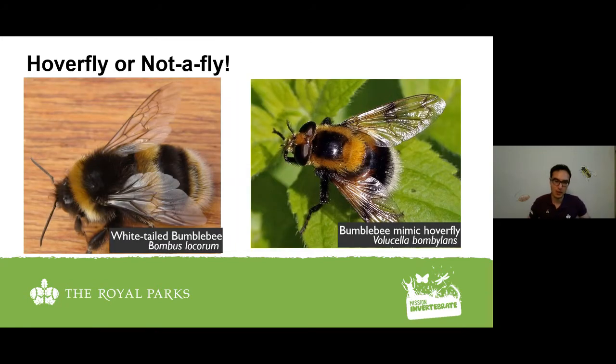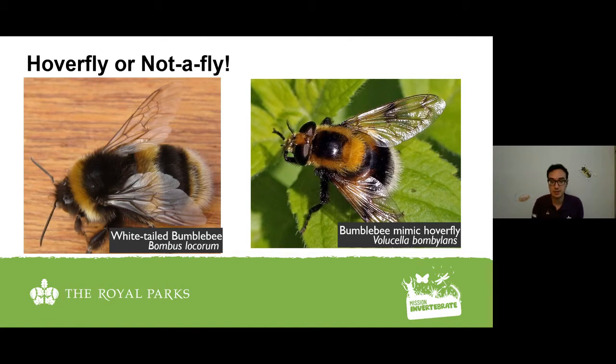Sometimes with bees, their wings can be sort of folded over each other, so it can be a bit difficult to tell that they've got four wings. It might look like two, but you can see that this bumblebee has got four wings. It's got long antennae as well. Hoverflies tend to have much shorter antennae than bees and wasps.